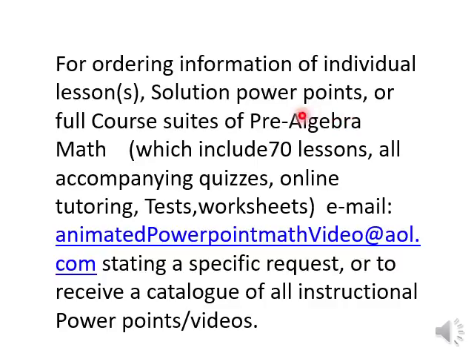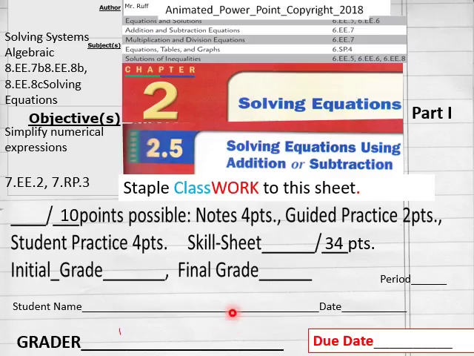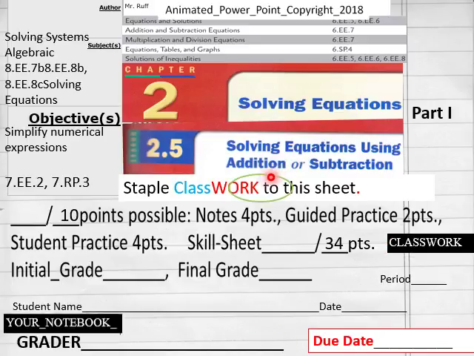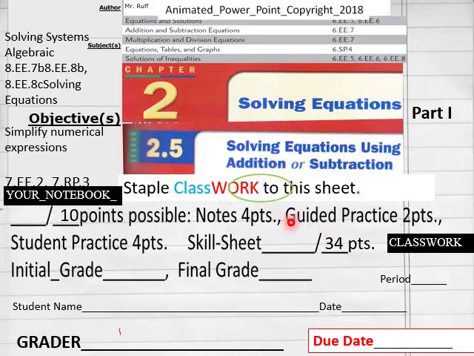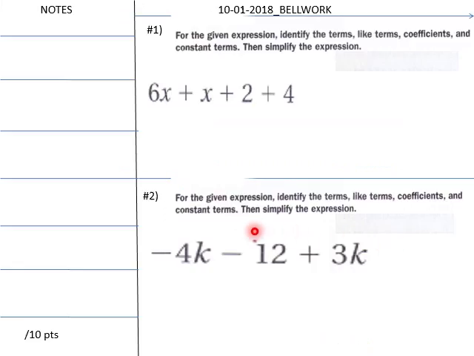Okay, getting ready to do lesson 2.5 for pre-algebra math, part 1. Today it's going to be solving equations using addition or subtraction. And we have a 34-point classwork sheet today, and then we have notes to take as well.